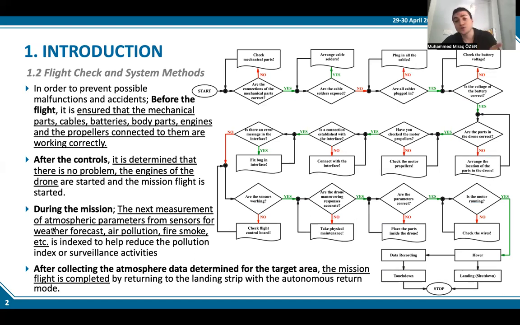system is checked. If at that time there is no problem, the engines of the drone are started and the mission flight is started. After the start of the mission flight, the drone is calibrated to ensure true data. During the mission, it collects real-time data that include atmospheric parameters. After collecting the atmospheric data determined for the target area, the mission flight is completed by returning to the landing strip.